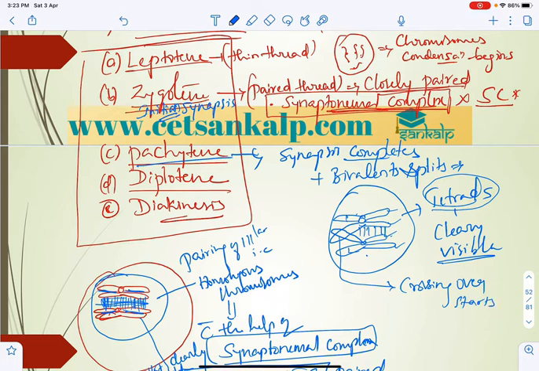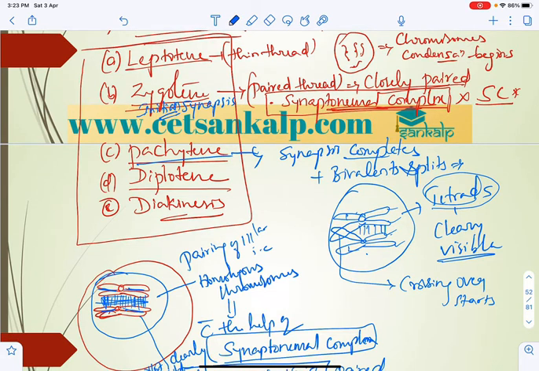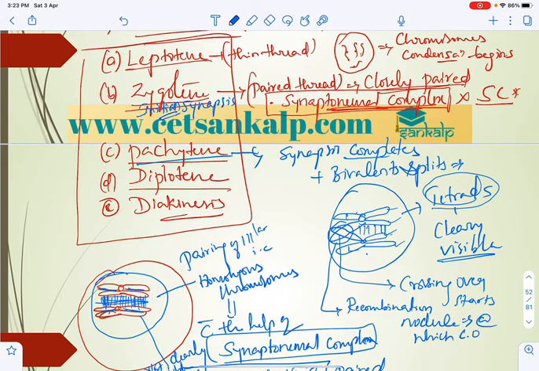Why exactly does crossing over occur here? At the point where crossing over occurs, there is an enzyme called recombinase. Assume that this is the point at which the crossing over takes place; that is called a recombination nodule. Recombination nodule, right? That is the point at which crossing over occurs.